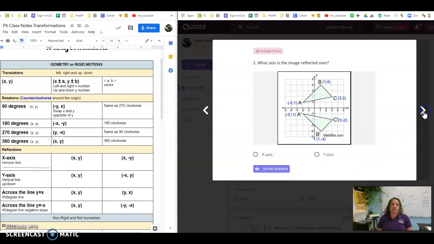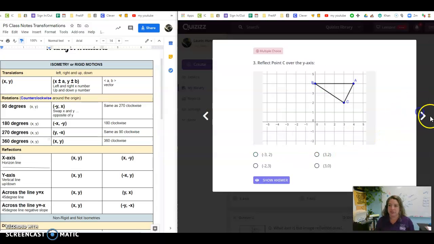Let's go look at the next question. Which axis is this image reflected over? Since it's going across this one, it's been folded this way, right? We know that's the horizon line. That would be the x-axis. All right, let's do the next question.